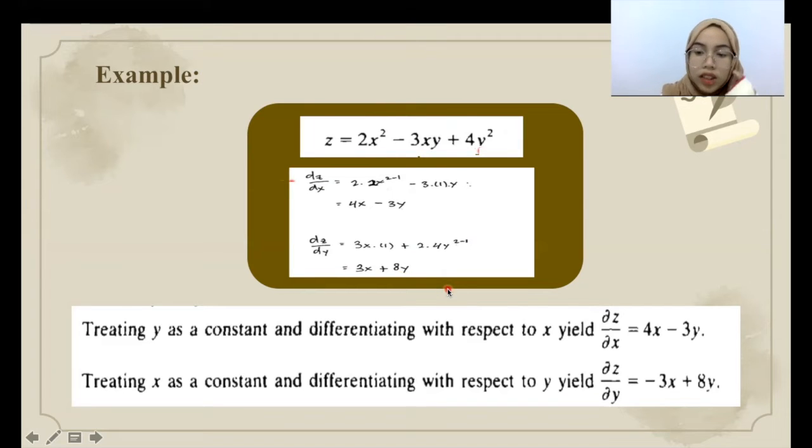So the partial of z with respect to x equals 4x minus 3y, and the partial of z with respect to y is minus 3x plus 8y.